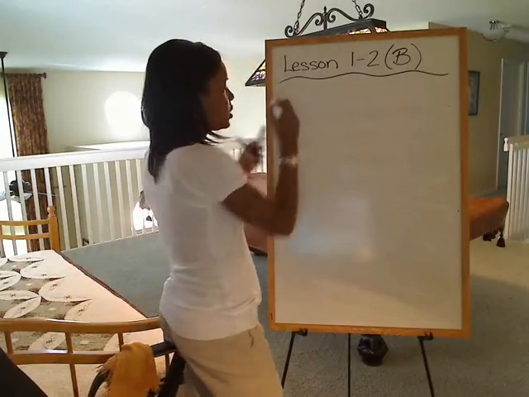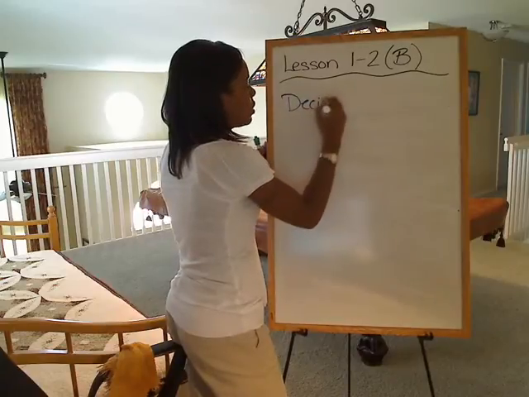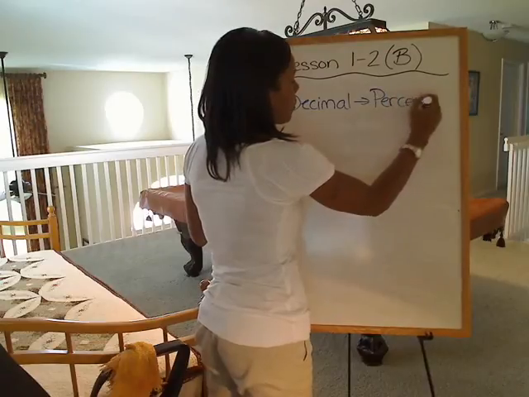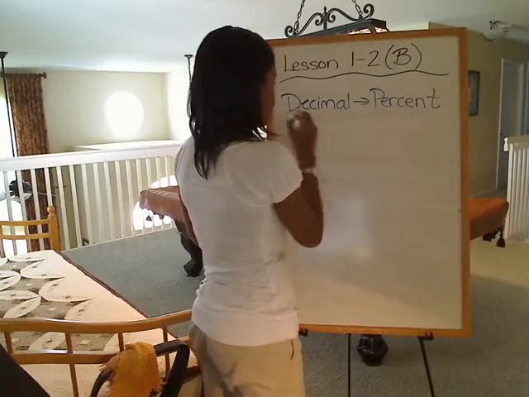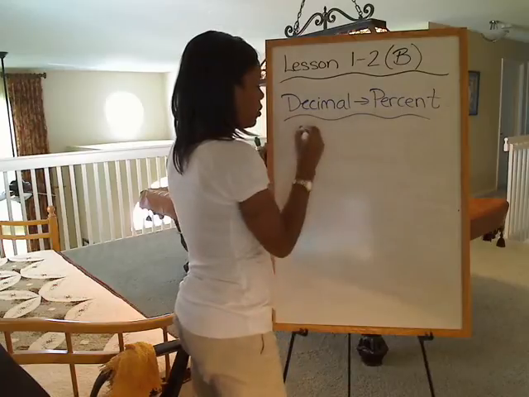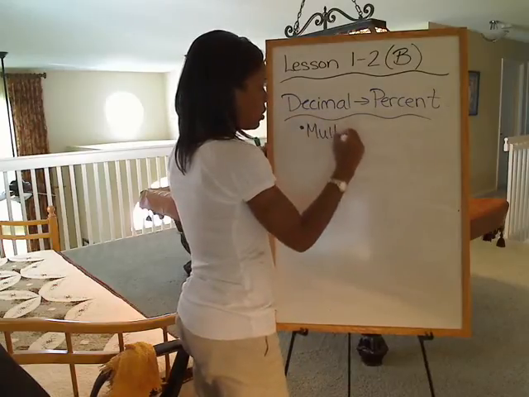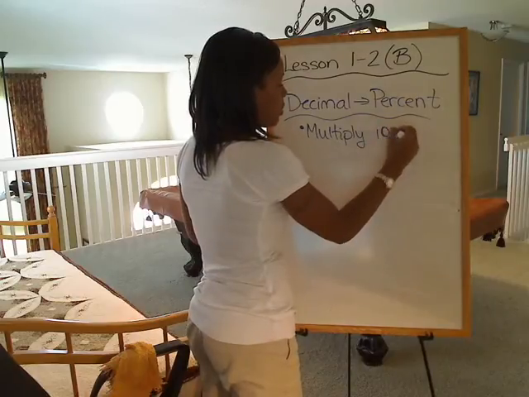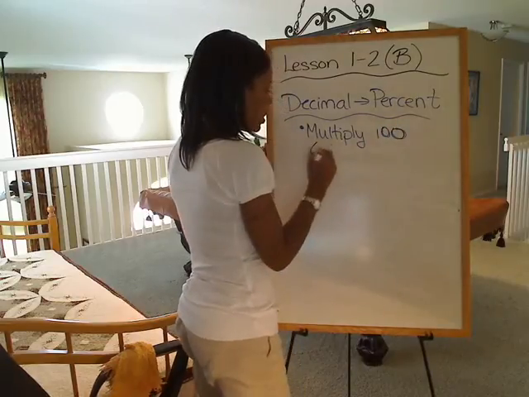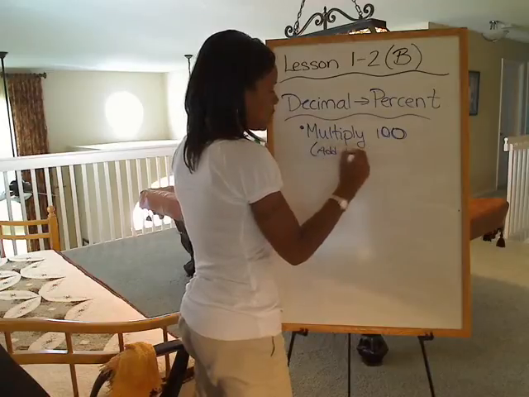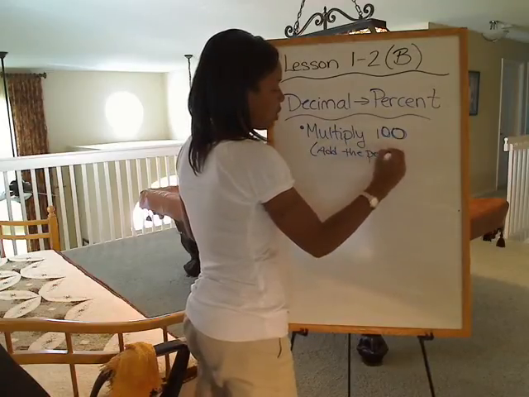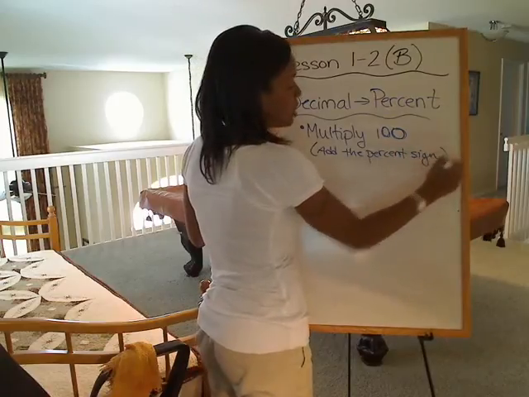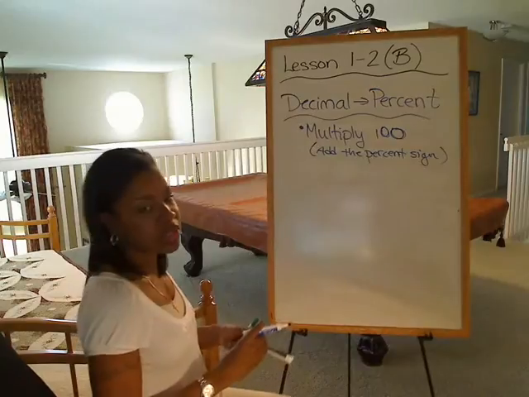So when we're changing decimals to percents, sorry about that, then you're going to multiply by 100. Multiply by 100. And don't forget to add the percent sign. Sometimes people forget to add the percent sign in their answer. They're asking you to change it to a percent, so your answer should have a percent sign.